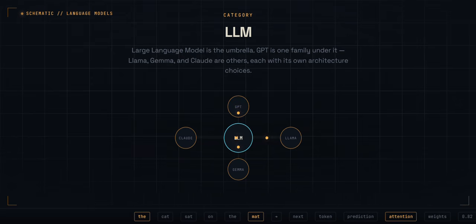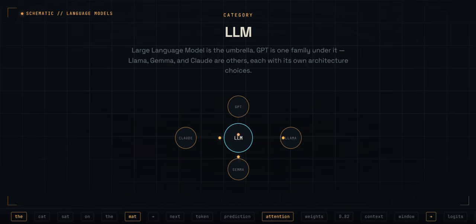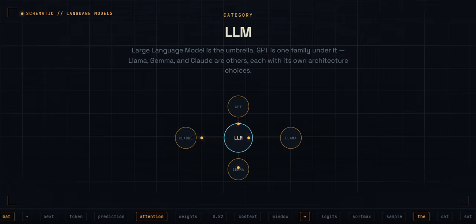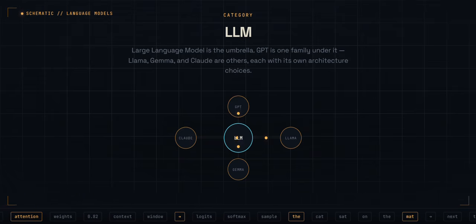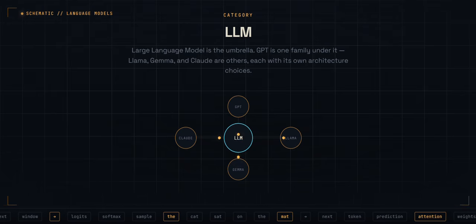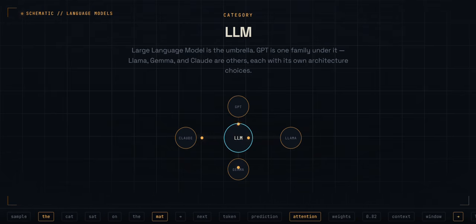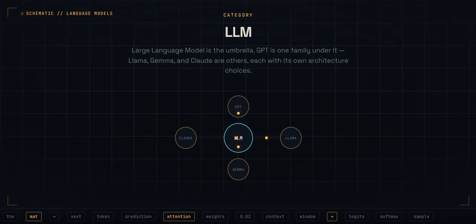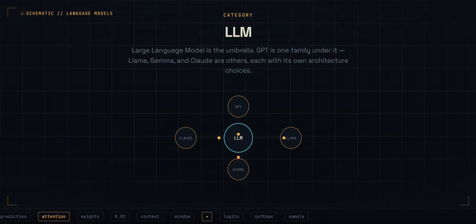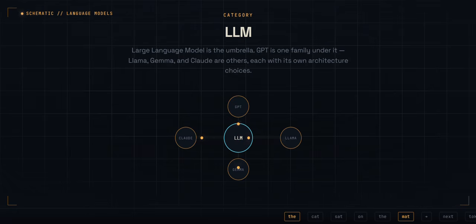Now let's zoom out. LLM doesn't refer to a specific architecture. It doesn't refer to GPT. LLM simply means a language model with billions of parameters trained on massive amounts of text. GPT is one LLM, but there are many: Llama, Gemma, Claude, DeepSeek, Qwen, Mistral, and many more. All of them are large language models.